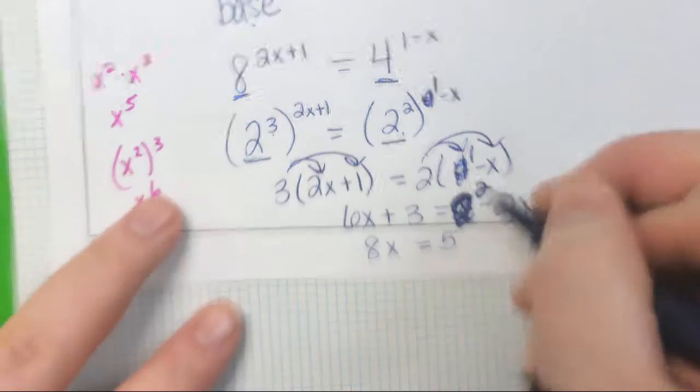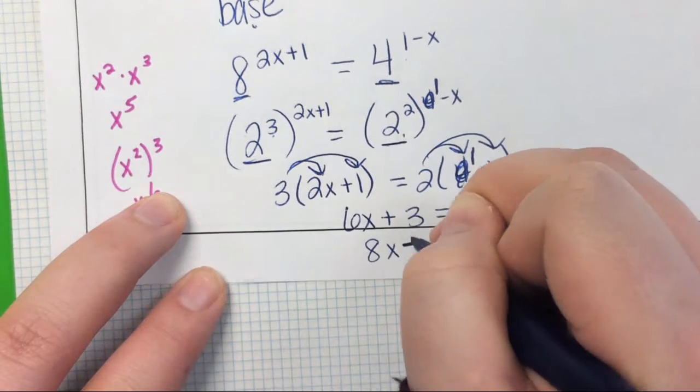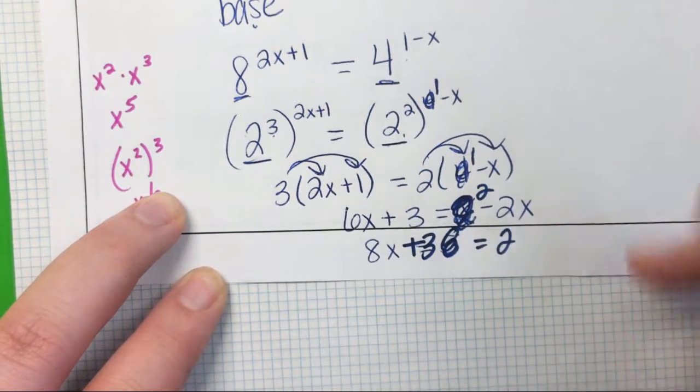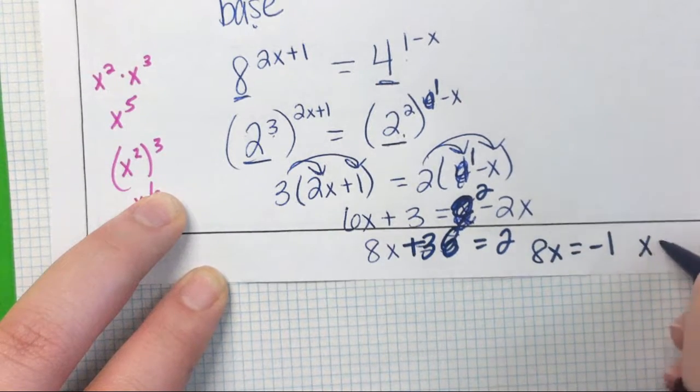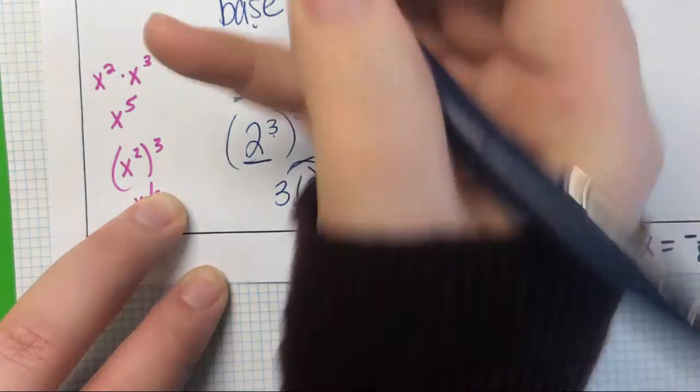Okay, which means I had 8x plus 3 equals 2. So I'll have 8x equals negative 1. So x equals negative 1/8. So the answer is C.